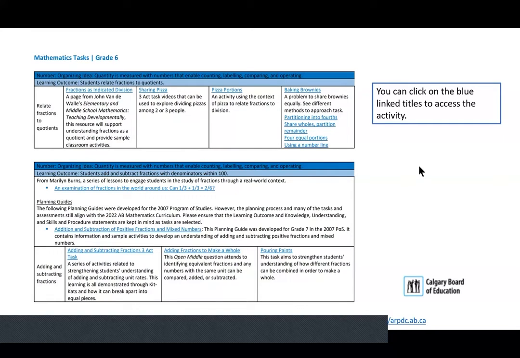So obviously there's going to be a lot of learning there because he's very good at explaining things in a very simple way. So this one is fractions as indicated division. So that's maybe some personal professional learning for you. And then there's activities as well. So that's another support for you.